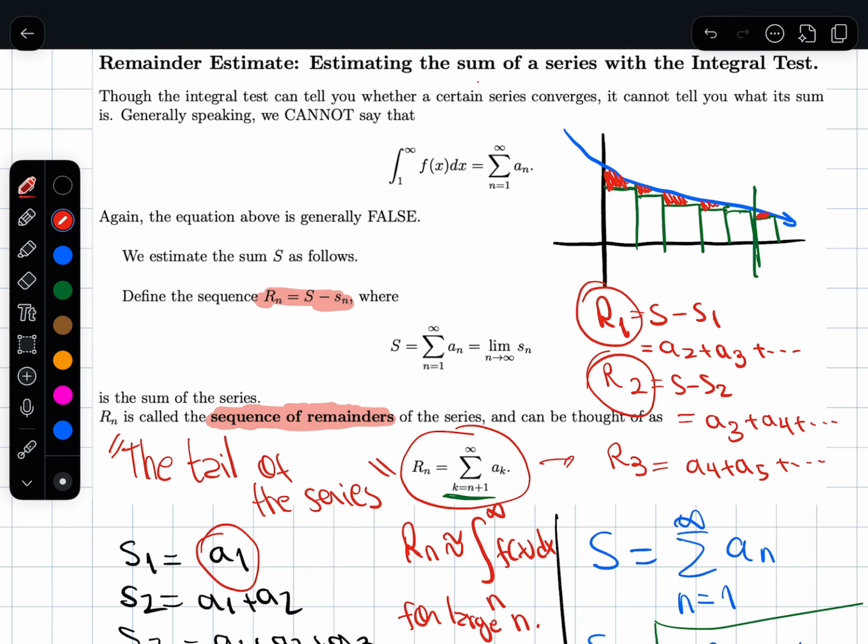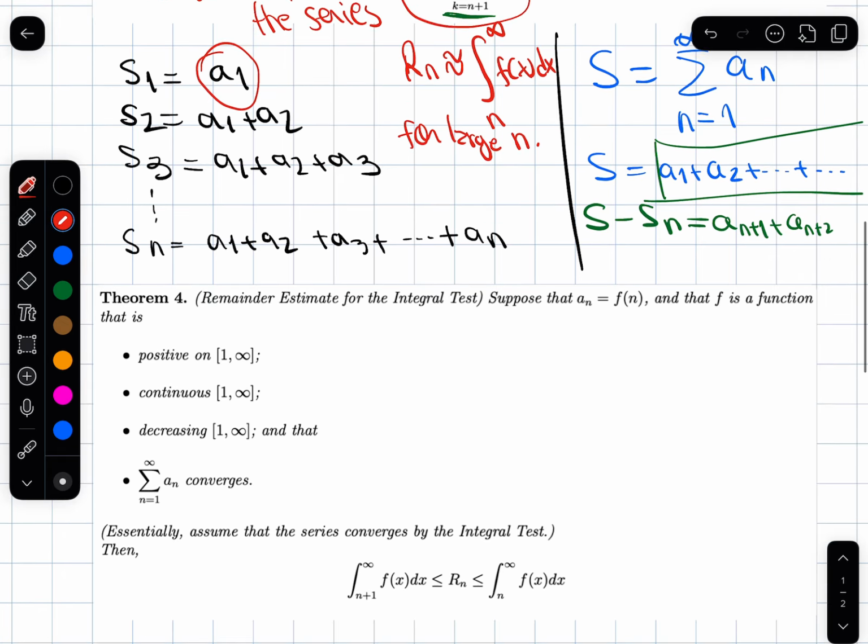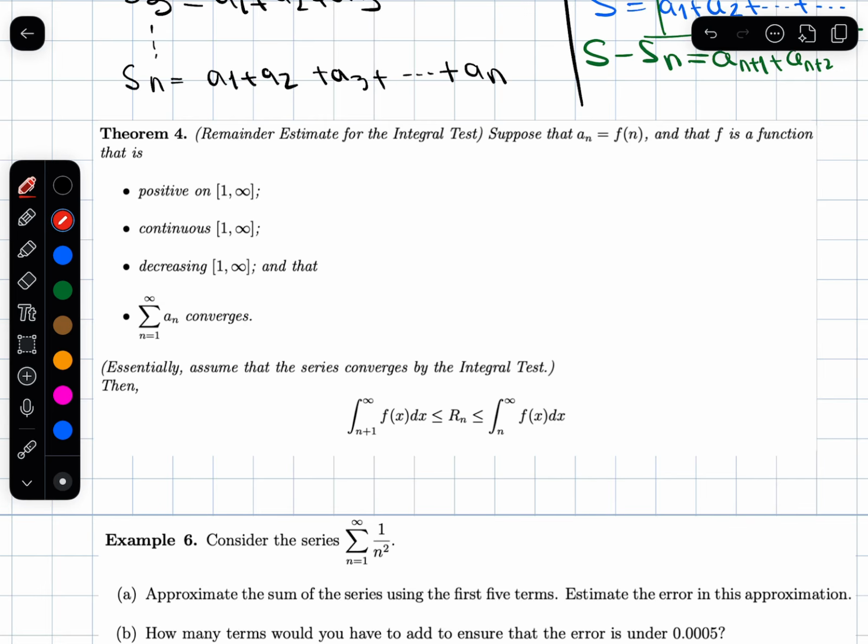So I'm going to solve an example to explain this idea to you. Here's the theorem that summarizes this idea. So I'm closing this, I'm opening these intervals. Before we're able to apply this remainder estimate theorem, you have to make sure that you have a positive function, that your function is continuous, and that your function is decreasing, just like the integral test. So it has to be a function to which the integral test is applicable, and a series to which the integral test is applicable. And also your series needs to converge, because if it doesn't converge, you don't have to estimate the sum.